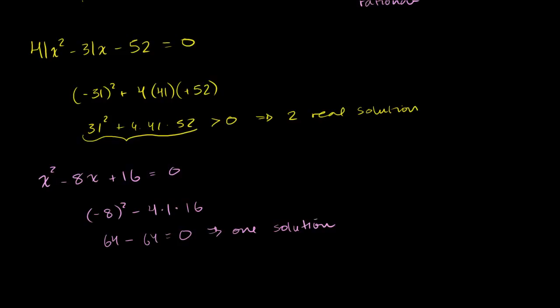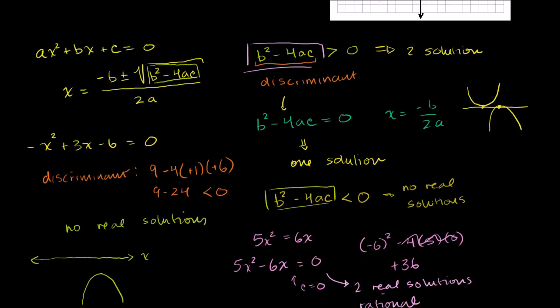I mean, you could actually look at it right here. It's x minus 4 times x minus 4 is equal to 0. The one solution is x is equal to positive 4. And when I say by definition, look at the quadratic formula. If this is 0, all you're left with is negative b over 2a, which is definitely going to be rational, assuming a, b, and c are, of course, rational numbers.